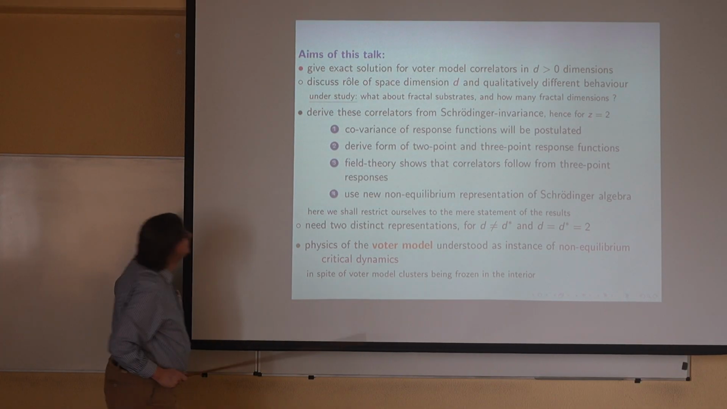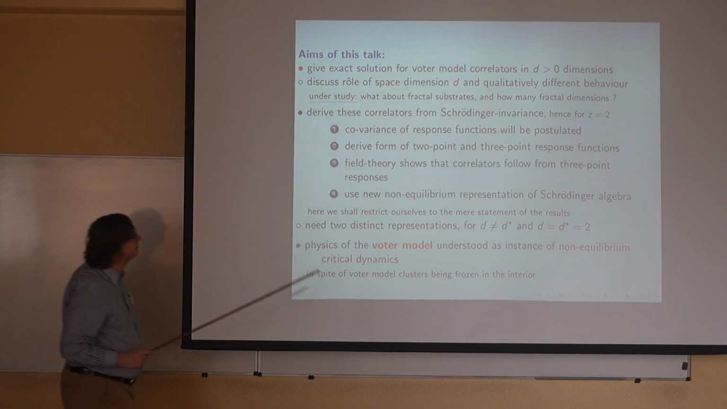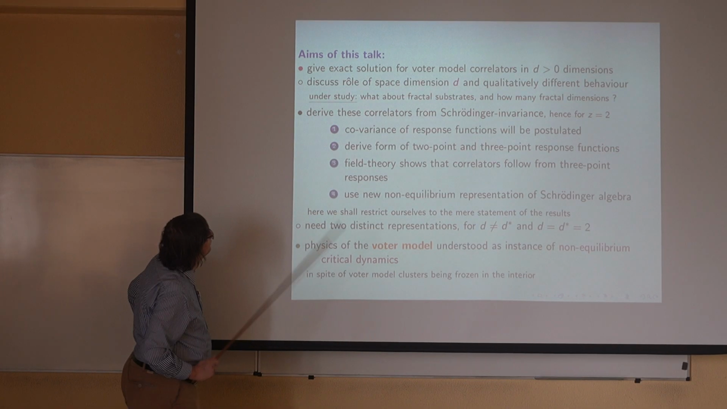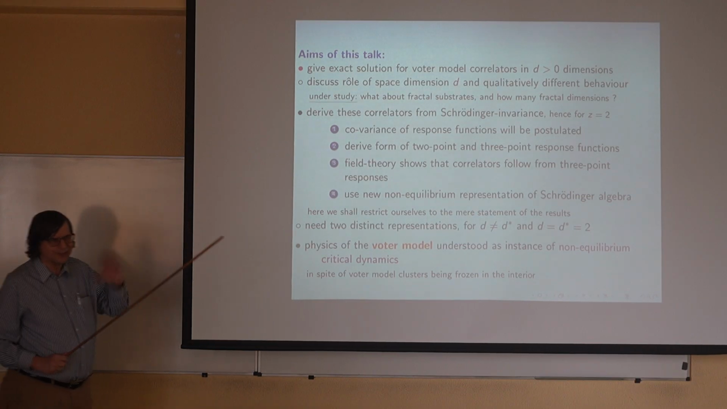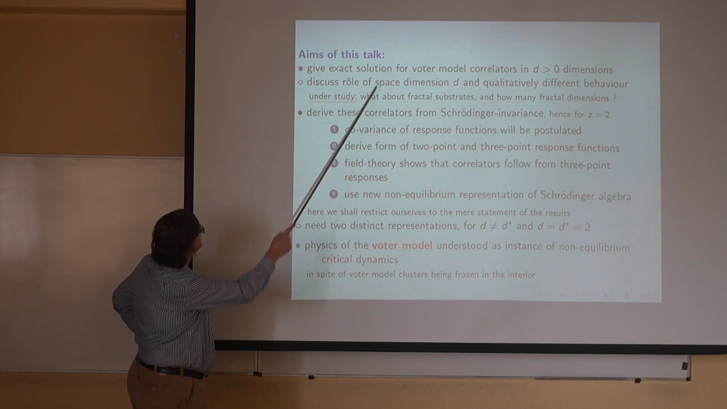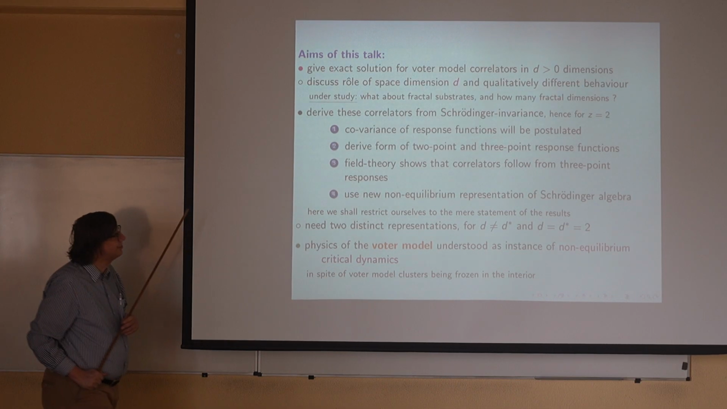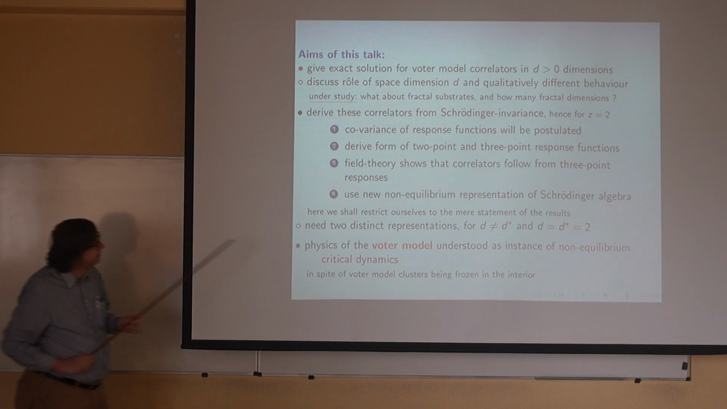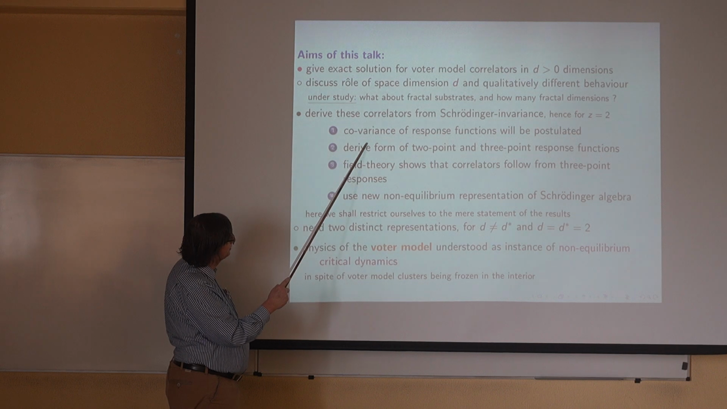First of all, we shall discuss the exact solution of the Rotor model after having defined it. This comes in a minute. Then we shall discuss the role of the space dimension, why it is important to be less than 2 and larger than 2. There will be something coming. And then we shall see how these correlators can be derived from Schrödinger invariance. I have to make a couple of hypotheses to do this.